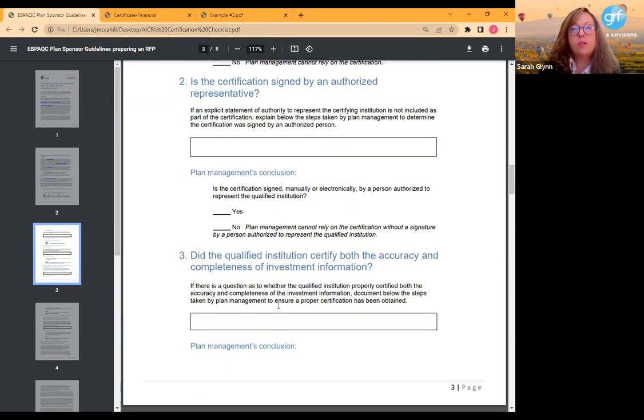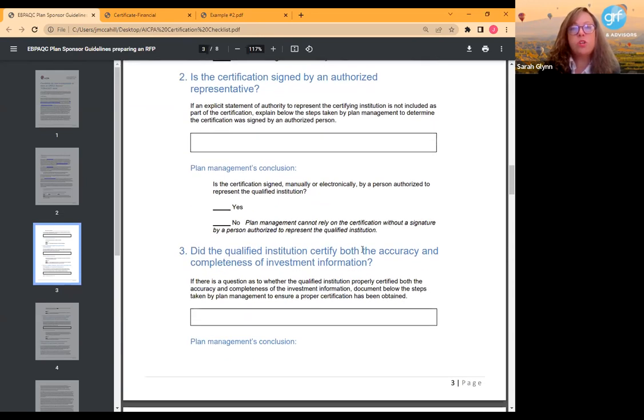Third question: did the qualifying institution certify both the accuracy and completeness of the investment information? The certification needs to certify both the accuracy and completion, and it needs to be in that exact language. It needs to state "complete and accurate." It cannot certify just the accuracy and not the completeness, or vice versa.